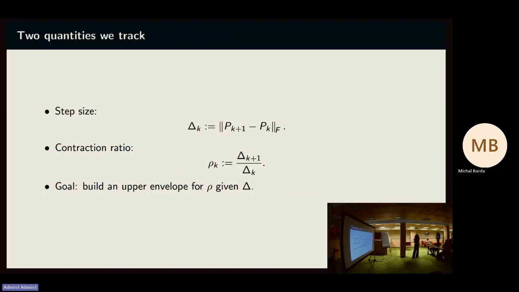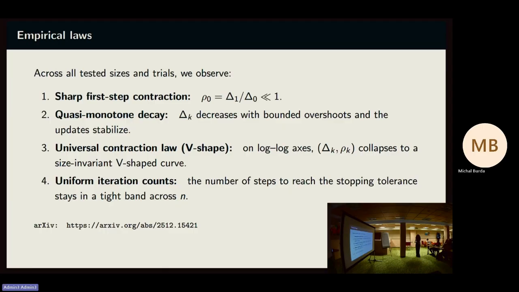So the step size here is delta K, which is the Frobenius difference between the two iterates. And we measure also the contraction ratio at each step. And also we build the envelopes for rho given delta. Rho is the contraction ratio and delta is the difference of the step size, or the Frobenius difference. For the empirical laws that we got throughout all this experiment, we have done around 1,000 trials per matrix size, and these sizes were variable, from small to medium to large, but the maximum matrix size was around 2,000 by 2,000.